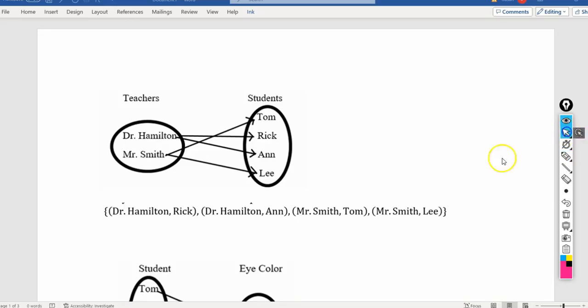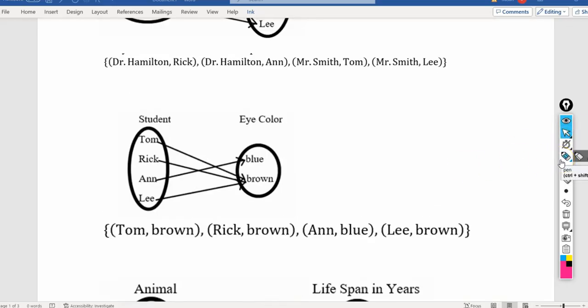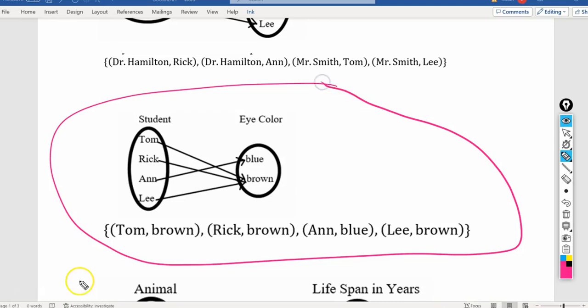And finally, what about this one here? Is this going to be a function? And I say that this is a function. So here's the pictorial representation. Tom is only paired with one thing in the range. It's paired with brown and not any other color. Rick in the domain is only paired with one eye color in the range. Rick is paired with brown and not any more than one color. Anne is paired with blue eye color and not any more than one. So that's okay. And Lee in the domain is only paired with one eye color. So yes, this is a function.